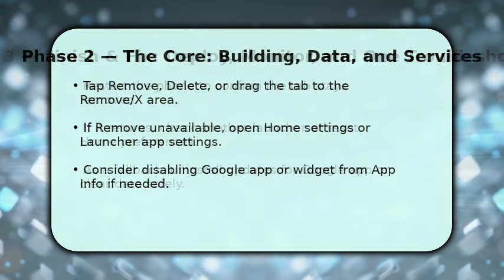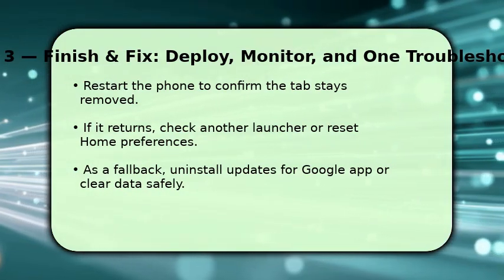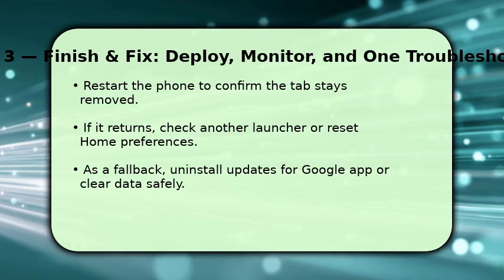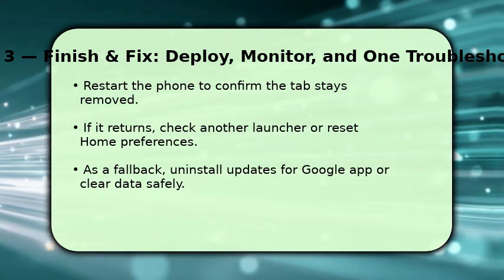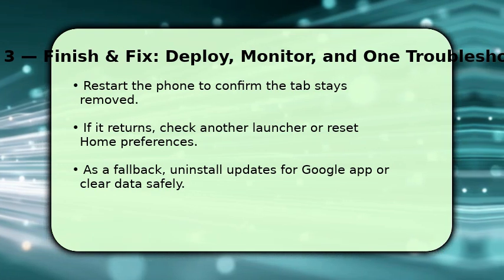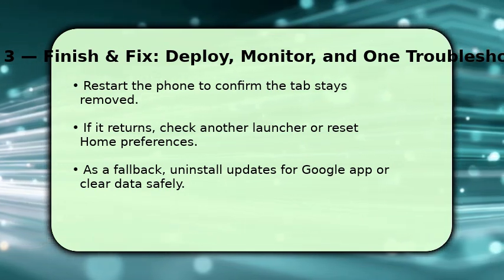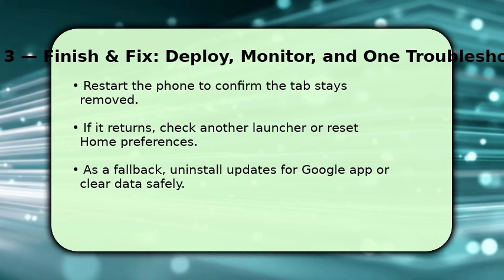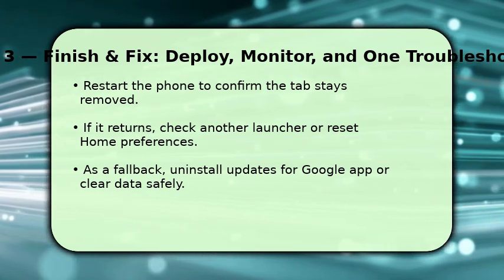To finish, restart your phone and inspect the home screen. This confirms the change persisted and clears transient states. If the Google tab comes back, make sure you did not miss a launcher setting. Set a different launcher temporarily, or reset home preferences in Settings apps to remove forced defaults.